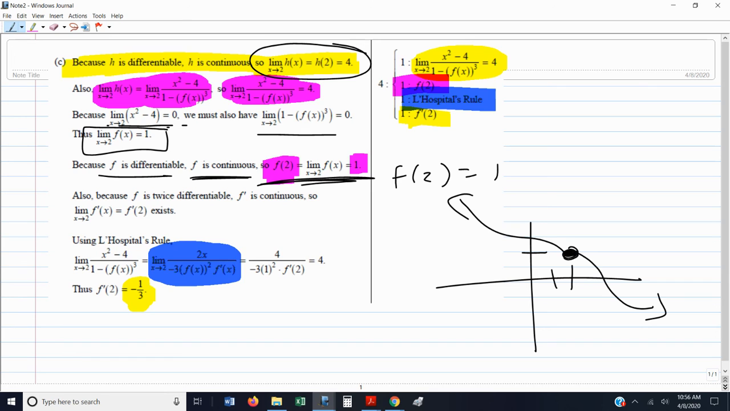Then they say f is twice differentiable. So that means that f prime is continuous. So then the limit as x goes to 2 of f prime equals f prime of 2, like that number exists. So because you have twice differentiability, f prime is continuous, and so you know that f prime of 2 exists, and then they use L'Hopital's rule to actually find it. So they're stating why it has to exist before they actually find it.